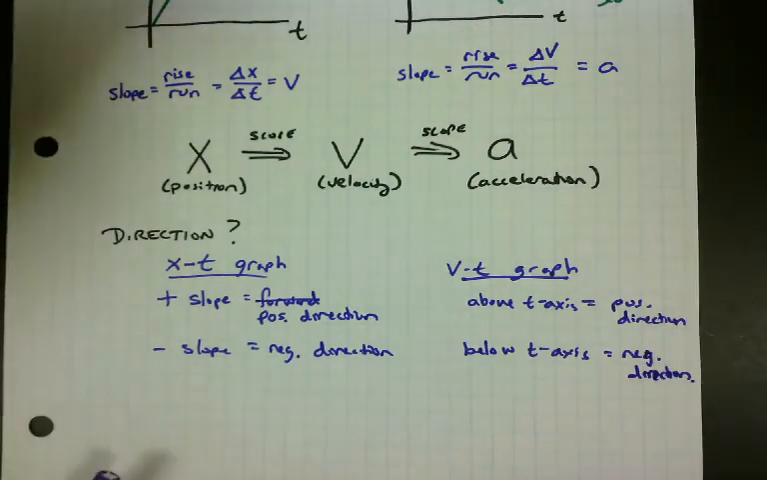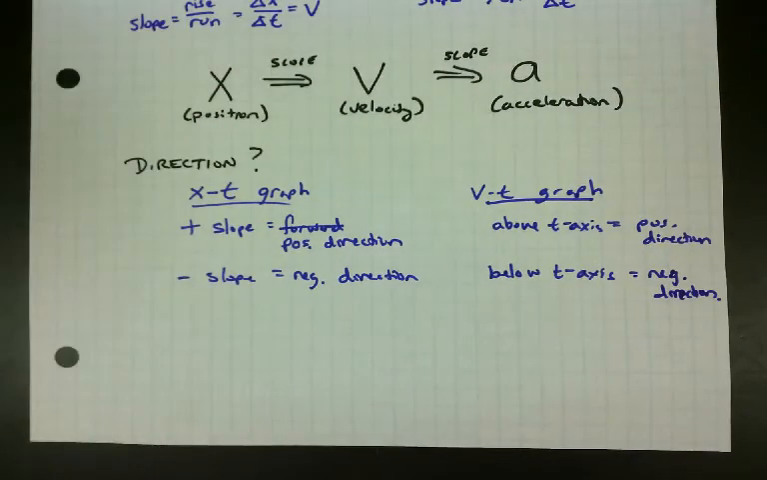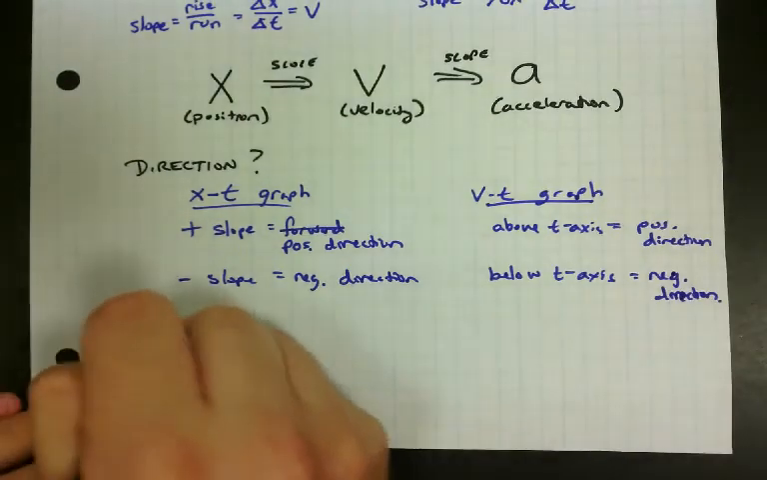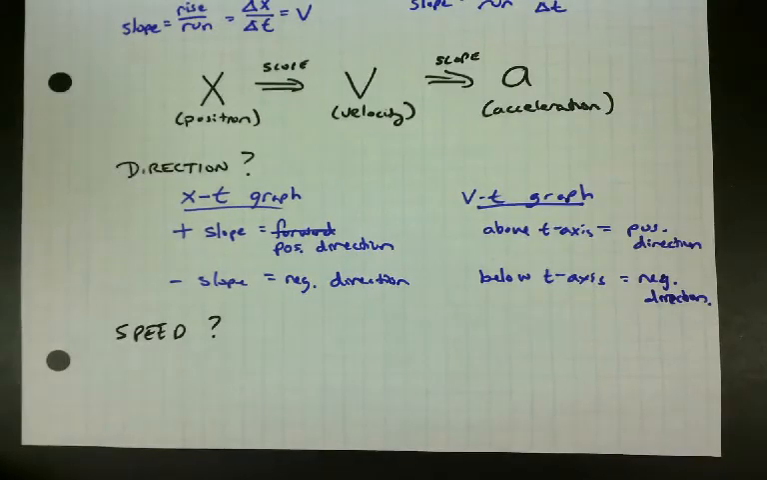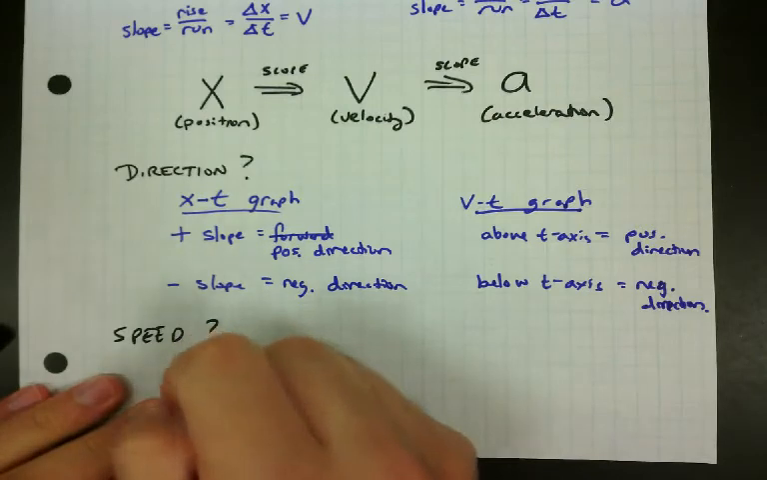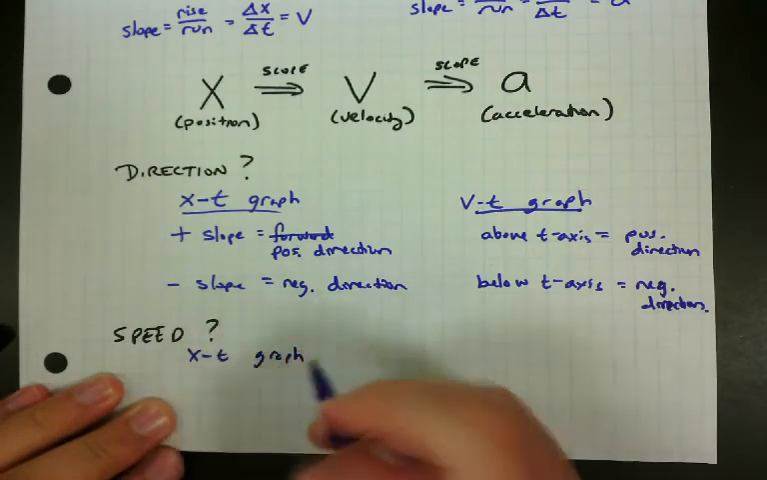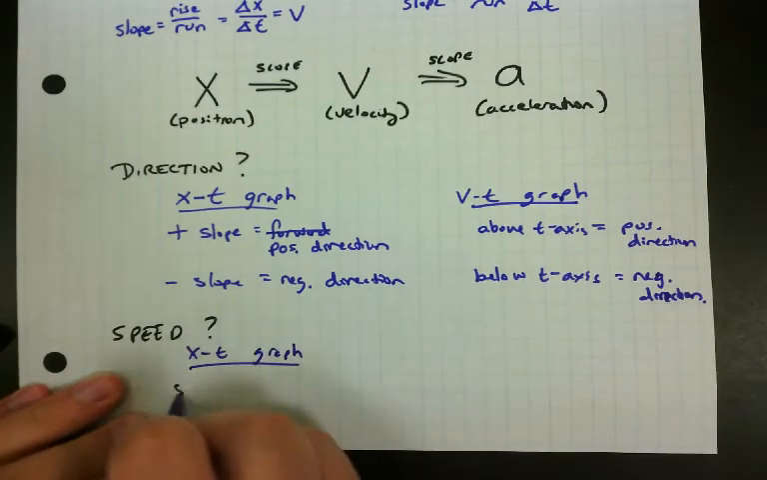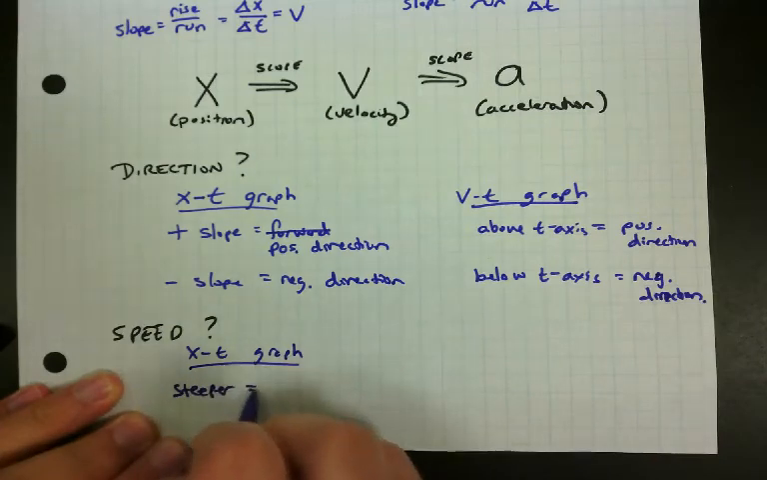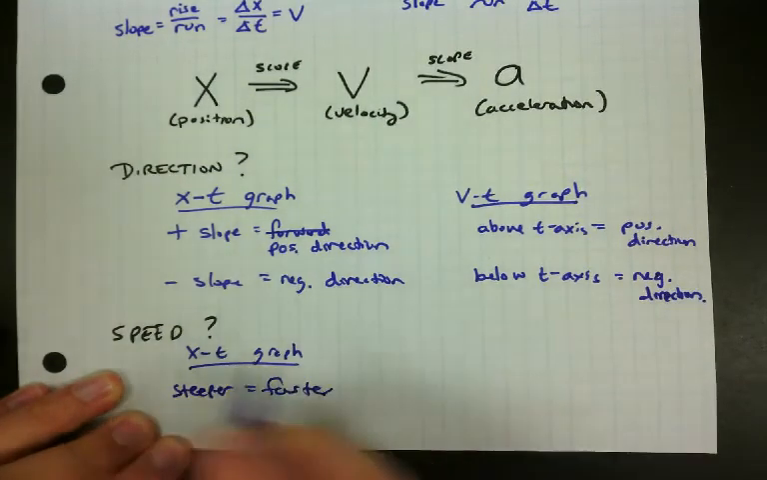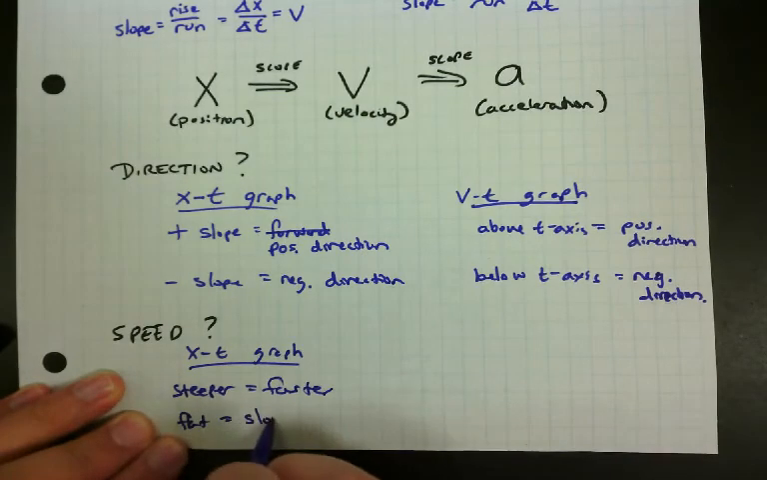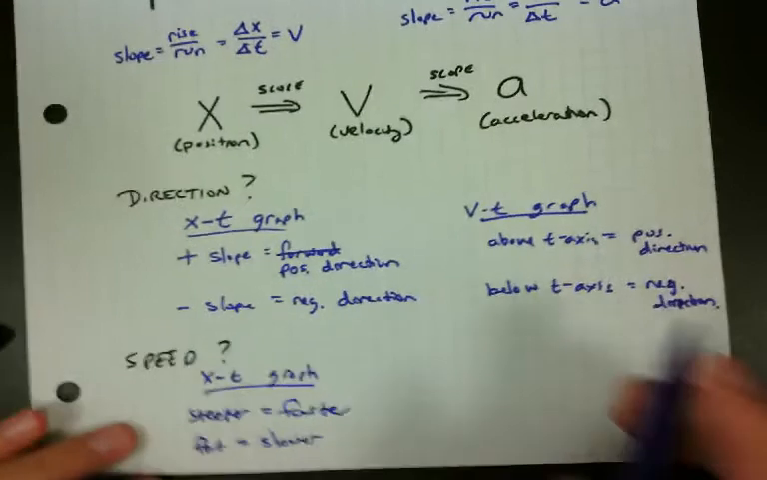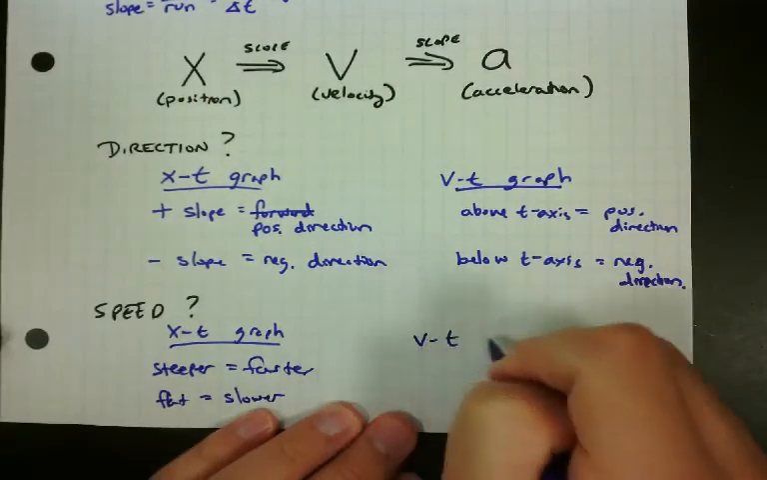And then the other thing that I want to talk about is speed. And remember, speed is different than velocity. Speed is how fast I'm going. So how does a position graph tell us speed? Well, remember, in a position graph, so in an xt graph, steeper means faster. So a steeper slope means faster, and a flatter slope means slower. Flat equals slower.